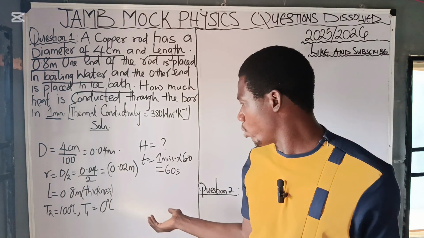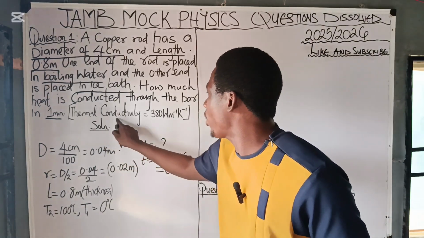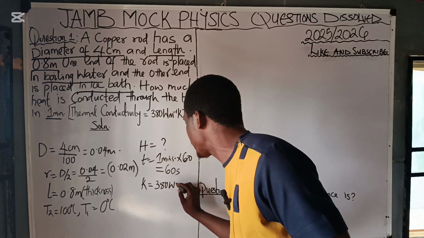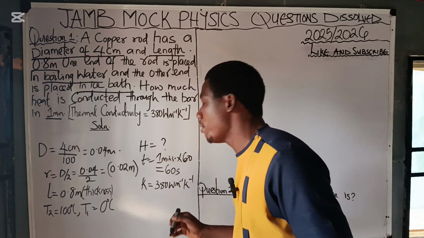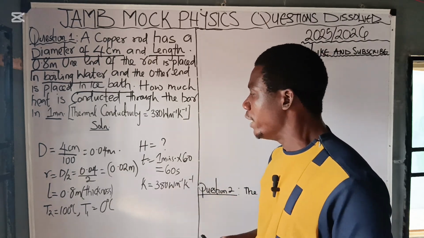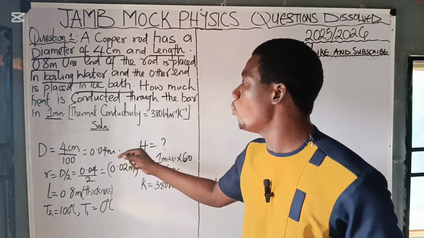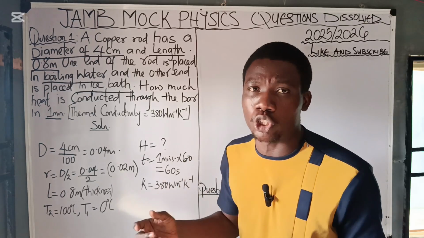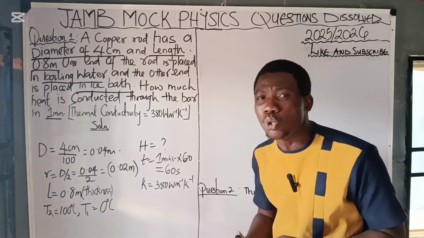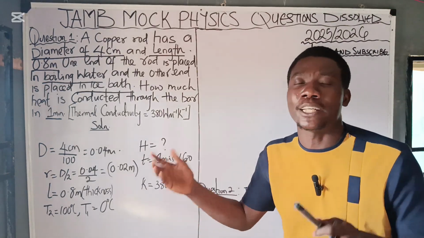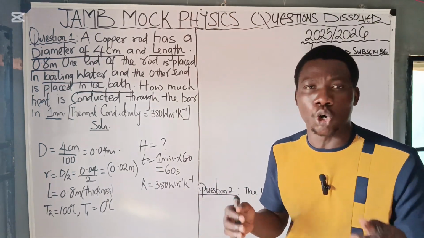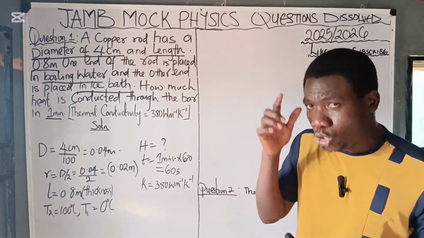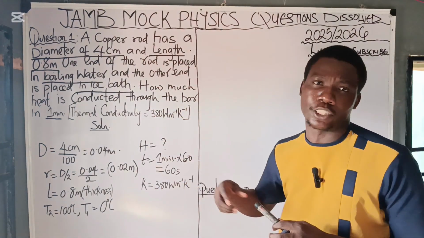Are we together? Good. So what do we have to do next? The thermal conductivity, K, is equal to 380 watts per meter per Kelvin. This is the thermal conductivity. Now, if these parameters are given to you, how will you solve this question? First of all, you must understand that this is heat transfer through conduction. Heat can be transferred through 3 means: 1, conduction; 2, convection; 3, radiation. So in conduction, we have these parameters given to us.